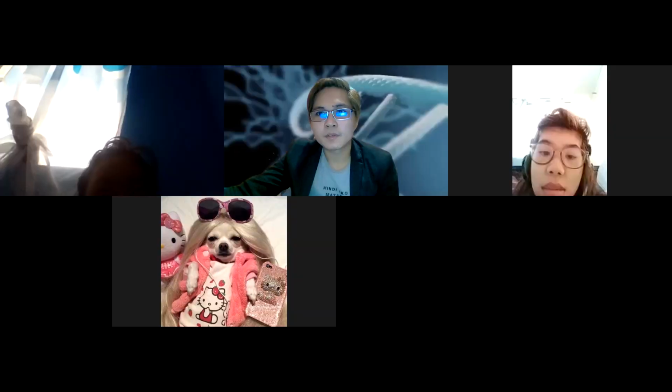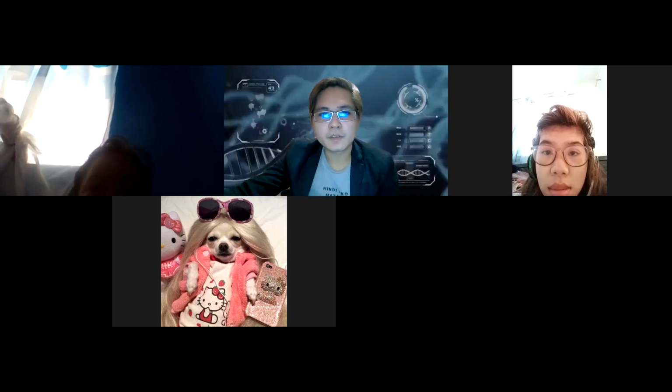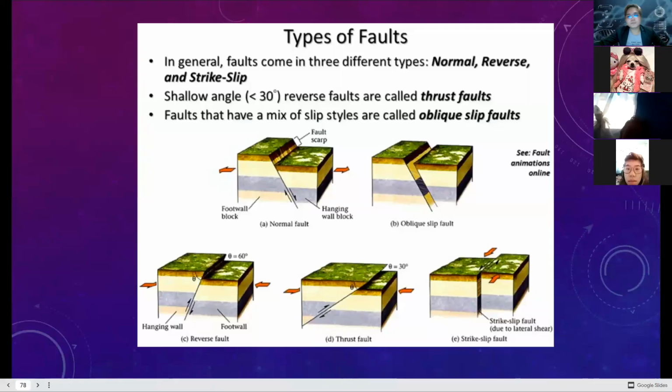These are now the illustrations, as you can see. Okay, this is the normal fault. Remember the footwall and the hanging wall. The hanging wall is actually moving what? Down, in the opposite direction. Okay, as a result, you're actually what?